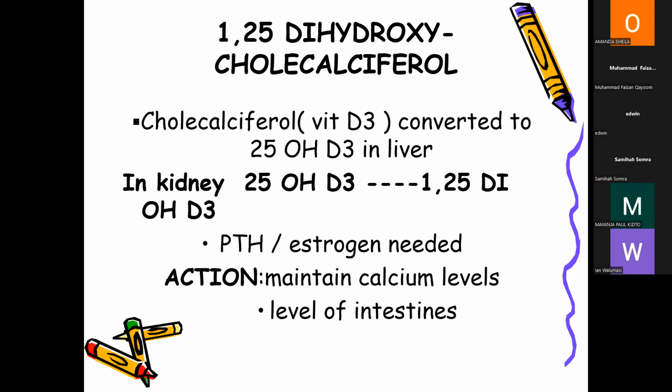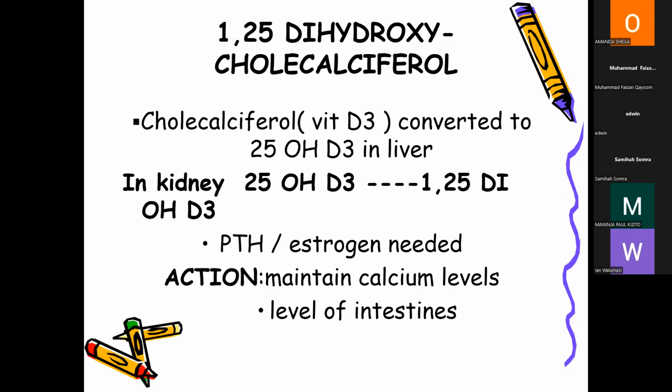25-hydroxycholecalciferol to 1,25-dihydroxycholecalciferol. That conversion is done in the kidneys. So conversion of 25-hydroxy to 1,25-dihydroxycholecalciferol is done within the kidney. And that action requires certain cofactors. What are the cofactors needed for the conversion of 25-hydroxy to 1,25-dihydroxycholecalciferol? We have PTH, which is parathyroid hormone, and estrogen.